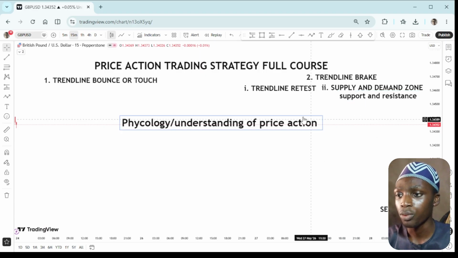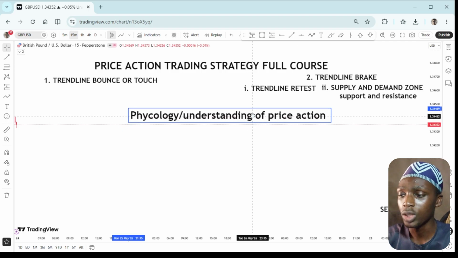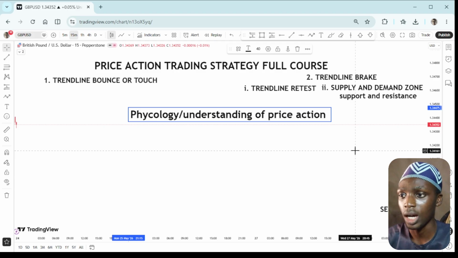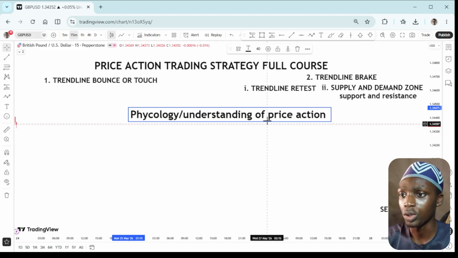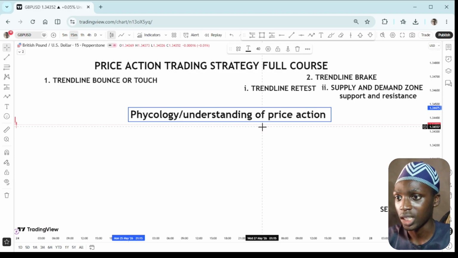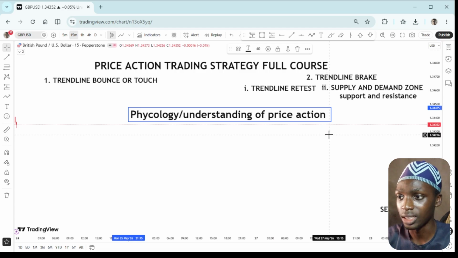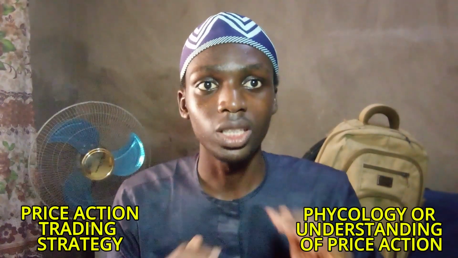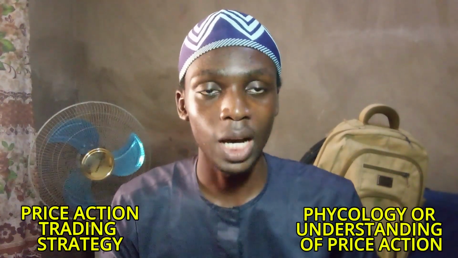The first thing I'm going to explain for you, you need to first understand what exactly is price action, to tally it with how the market moves. So right now, what is the psychology of price action, or what is price action exactly itself? I'm going to explain that now. What exactly is price action? The psychology behind price action, I will just explain based on my own understanding. I will not make it long.